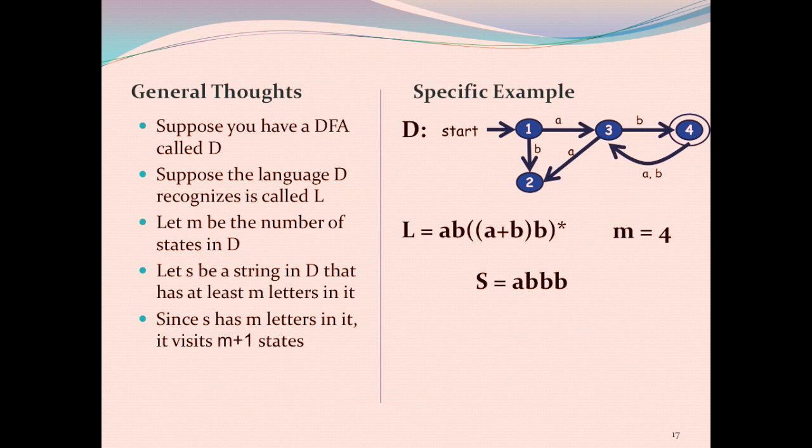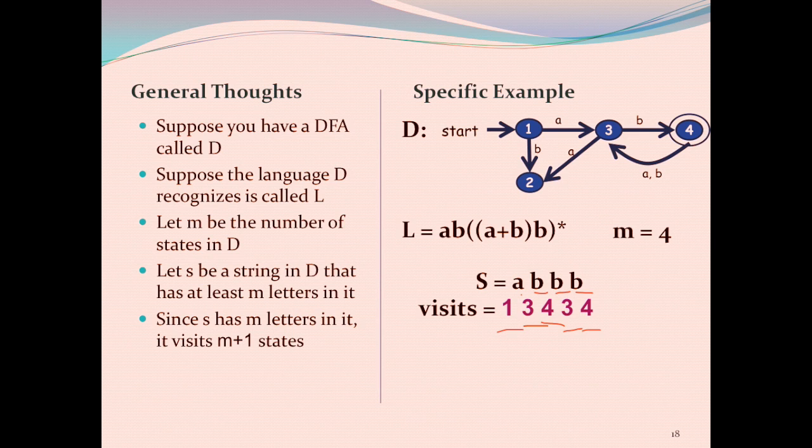Now, no matter what my string is, since it has M letters in it, it has to visit M plus 1 states, right? That's what we were doing for the first few slides. In this particular case, here's my string. It's A, B, B, B, and it visits state 1. Then we see the A, we go to state 3. We see the B, we go to state 4. We see the B, back to state 3. See a B, go to state 4.